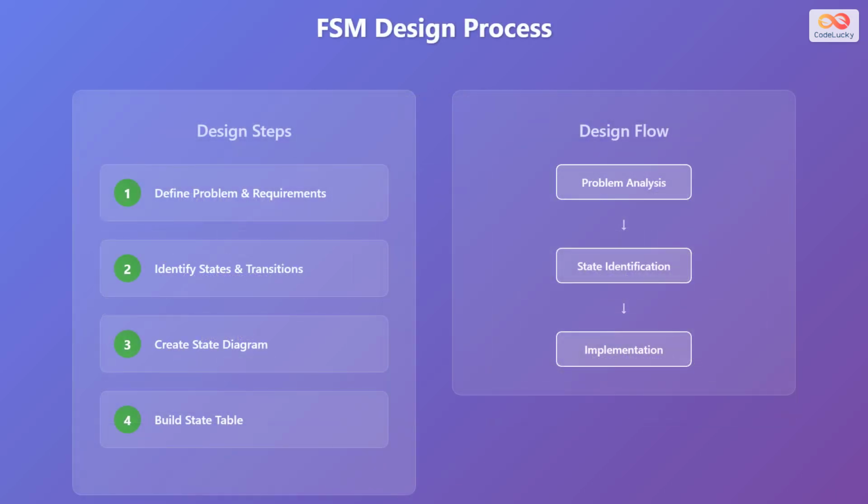Designing an FSM-based control unit involves several key steps. First, you need to clearly define the problem and the requirements. What should the control unit do, and what are its constraints? Next, you identify the different states the system can be in and the transitions between these states. Then, you create a state diagram to visually represent the states and transitions. Finally, you build a state table, which is a tabular representation of the state diagram, showing the next state and outputs for each current state and input combination. Thus, the design flow goes from problem analysis to state identification and finally to implementation.